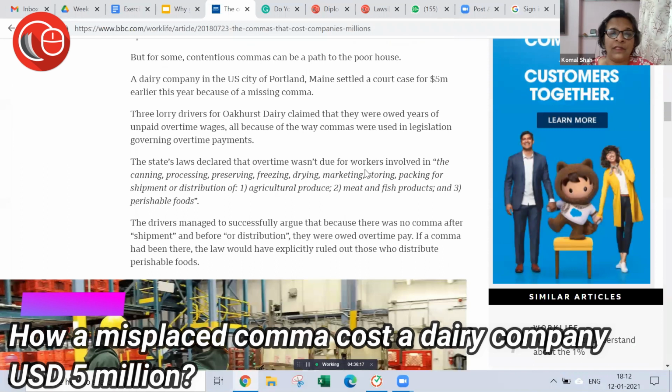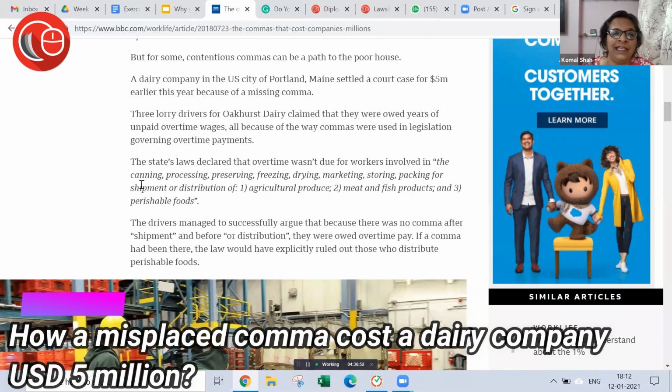So this is the clause. If you see, it says that overtime wasn't due for workers involved in canning, processing, preserving, freezing, drying, marketing, storing, packing for shipment or distribution. Now the problem is that there was no comma after shipment and before or distribution. So they were owed overtime pay, because it is read together: packing for shipment or distribution.